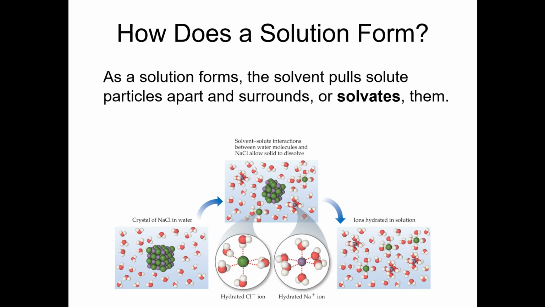So how does the solution form? In the case of an ionic substance in water, the ions are just going to start diffusing away from the crystal and solvating. The term solvating really means that those ions are being surrounded by water molecules, in other words, surrounded by solvent molecules. So here water is the solvent. You can see that these water molecules are surrounding a hydrated chloride ion or a hydrated sodium ion and solvating them.